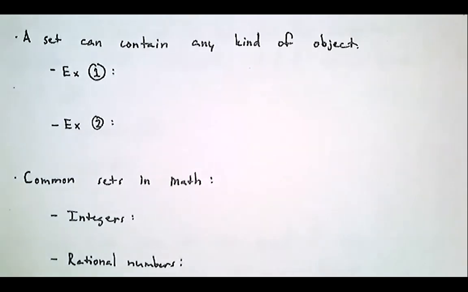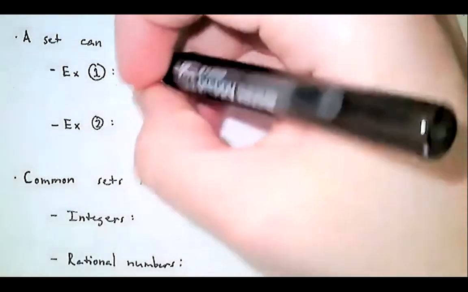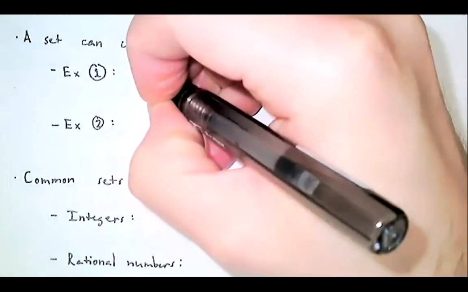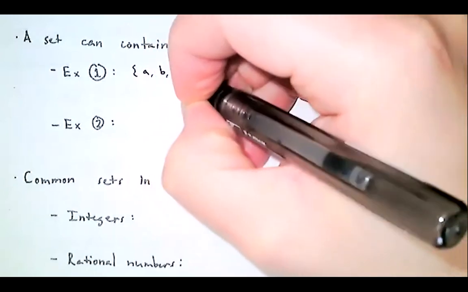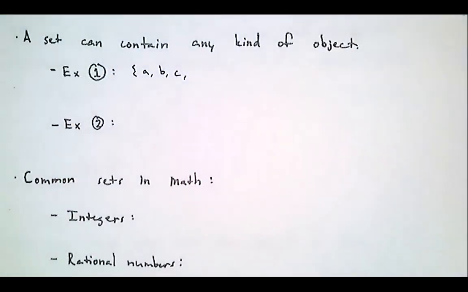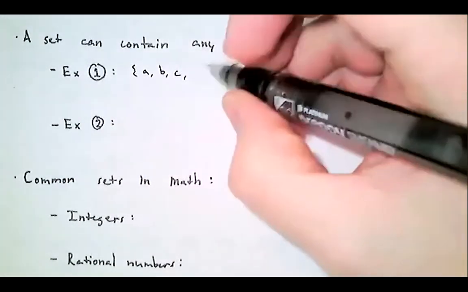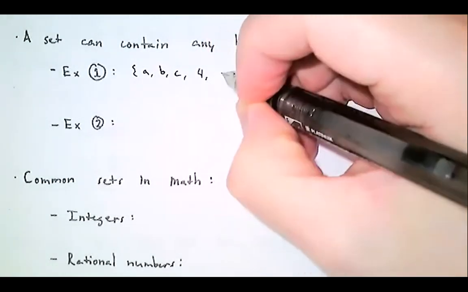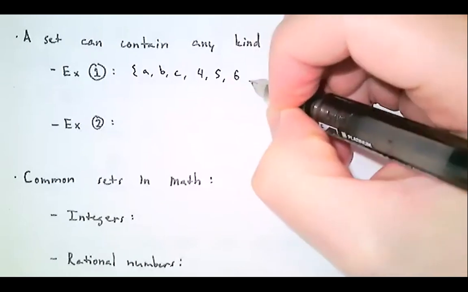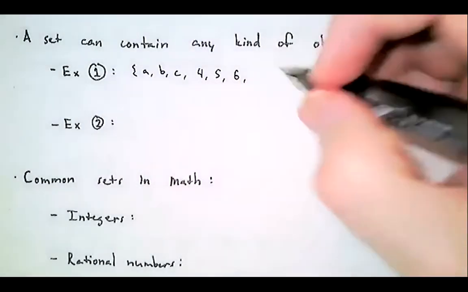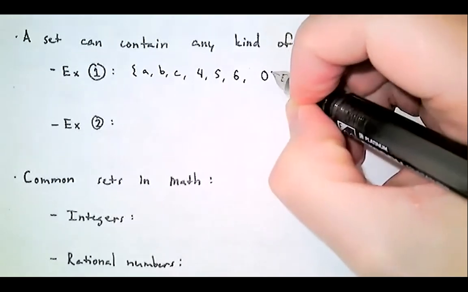Okay, so in the sets that I've talked about so far, all of the things inside of the set were numbers. But actually, sets can contain any kind of object, not just numbers. So, for example, I could have the letters A, B, C. And I can also have more than one kind of thing in a set. So I could have letters and numbers, like this. And, well, I could have anything else, too. For example, I could throw in the state of Oklahoma.